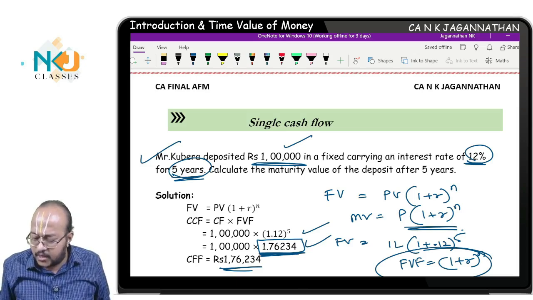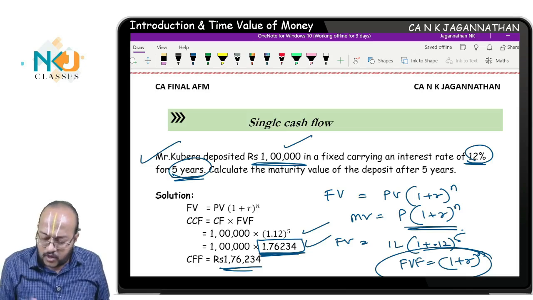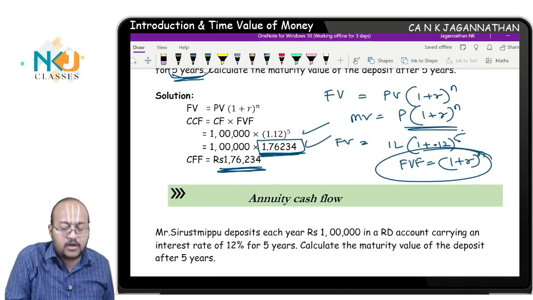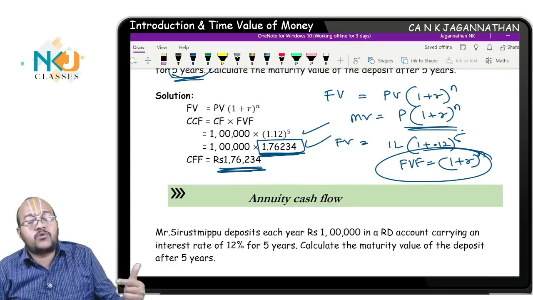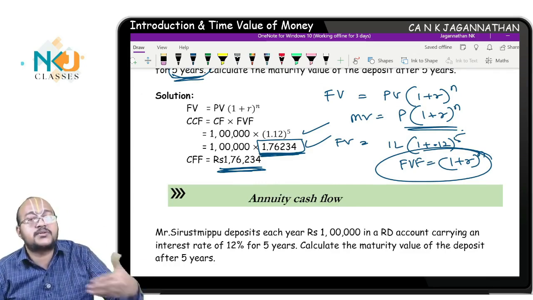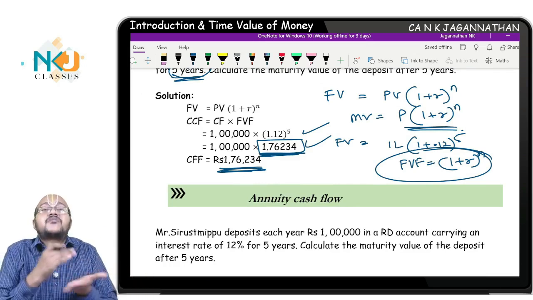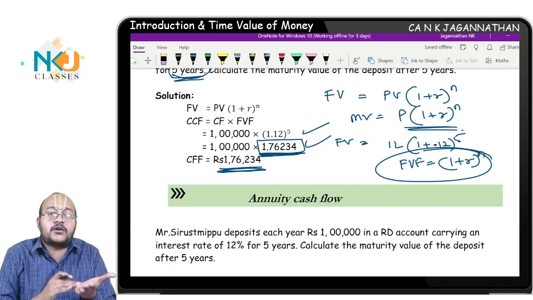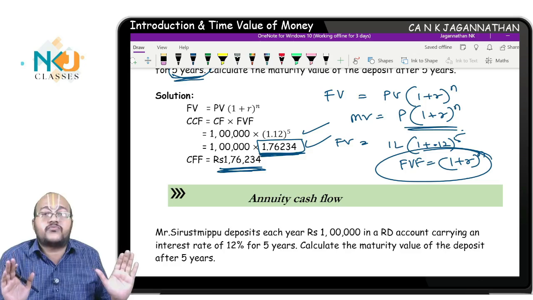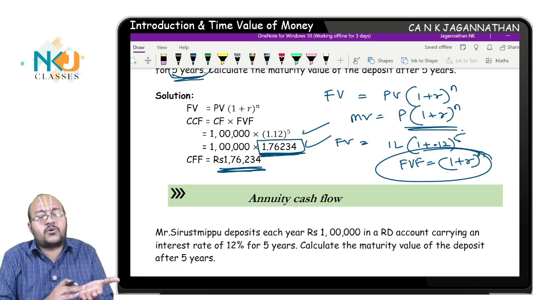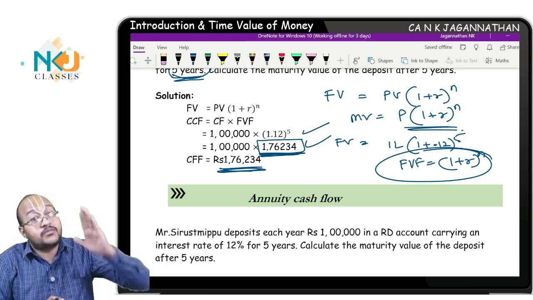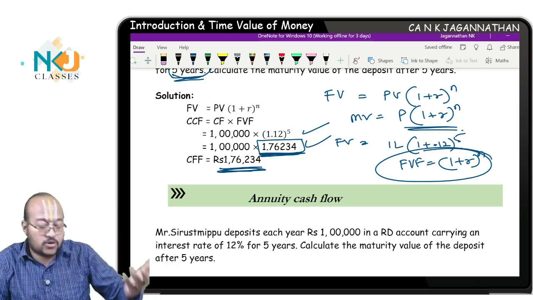How much will you get? You will get 1,76,234. Are you listening? 1 lakh into 1.12 into 1.12 into 1.12. Like this, if you do it every year, 12% is getting compounded, but on an enhanced base. If you apply 12% on 1 lakh every year, you won't get 1,76,234. This is effectively the compounding. 1 lakh at 12% next year becomes 1,12,000. On that amount, you again compound. This is the effect of compounding.